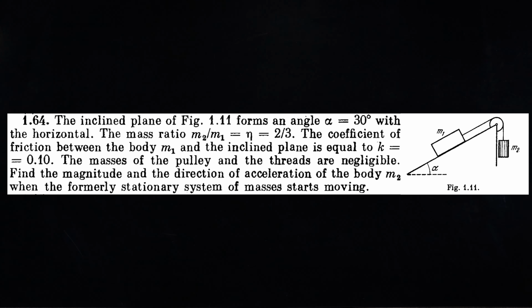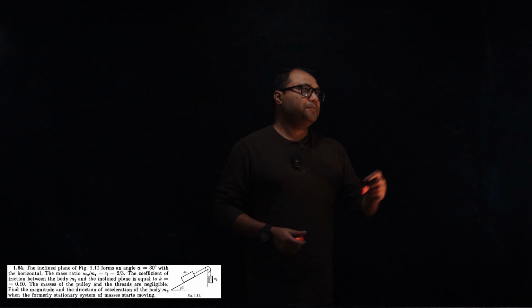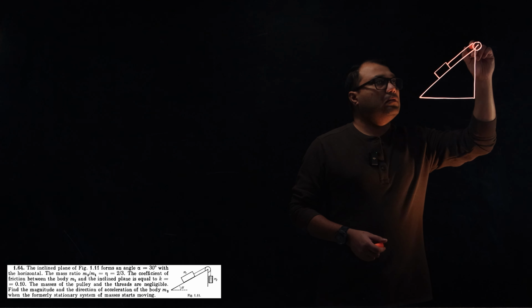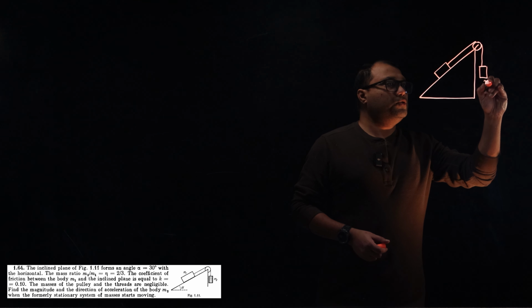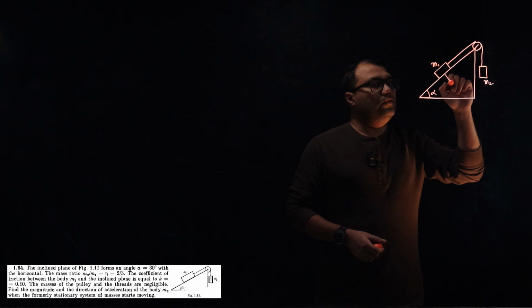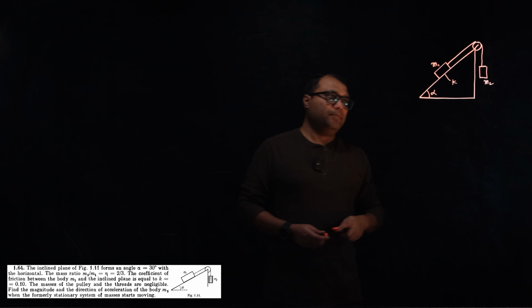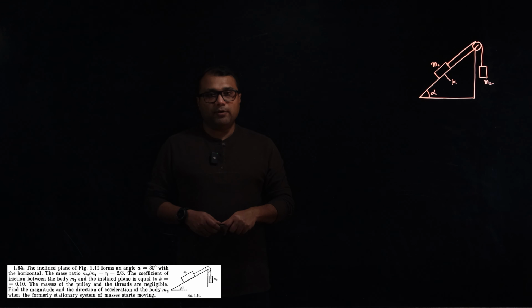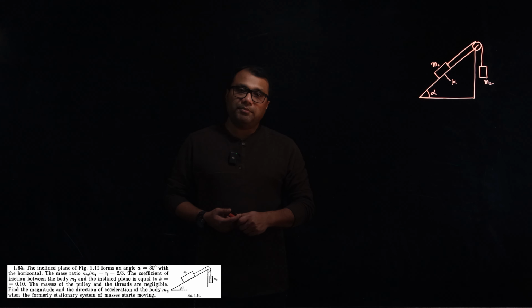moving. So, let us draw the diagram first. This is m2, m1, alpha, coefficient of friction k. Now, this problem is very similar to problem 1.63. I will link up the solution on the board. We will be using a result that we obtained in the solution of 1.63 to solve this problem.